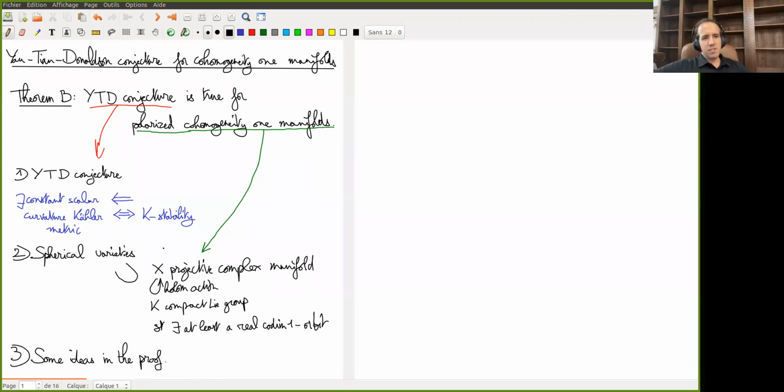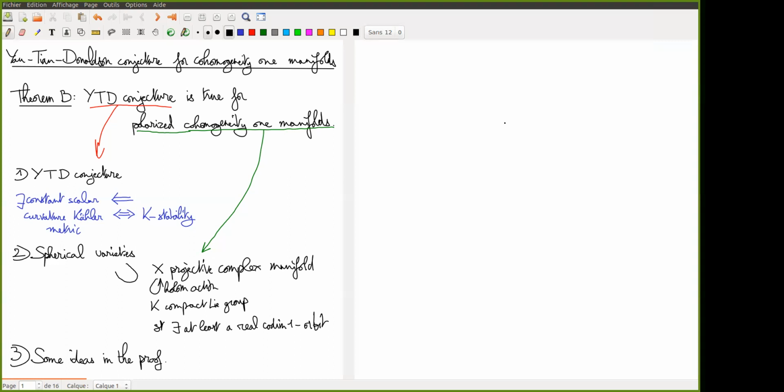Can I interrupt for a second? Sure. So when you say polarized, do you think that you're fixing an embedding into projective space? Is that the correct? Yeah. So maybe I'll go back to this just in a minute, and if that's not clear, then you may interrupt me again.